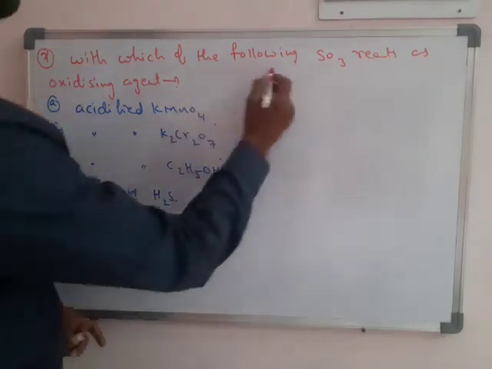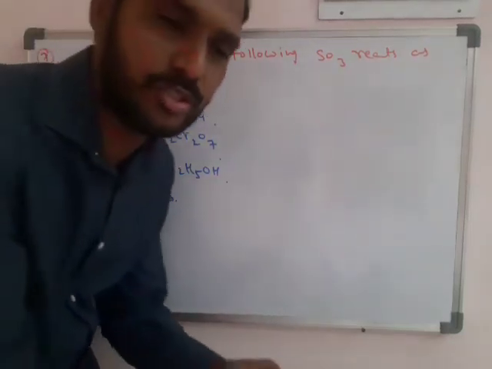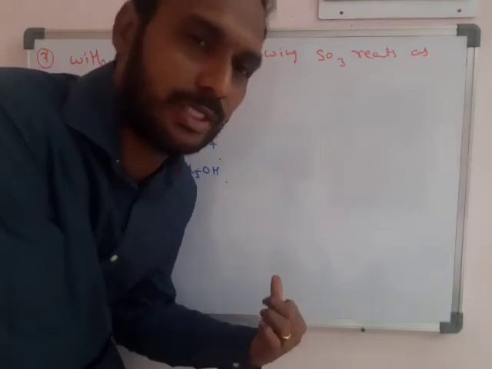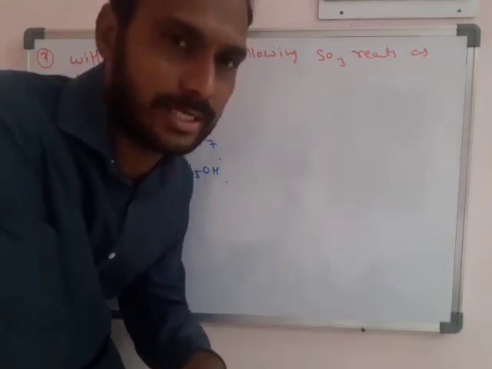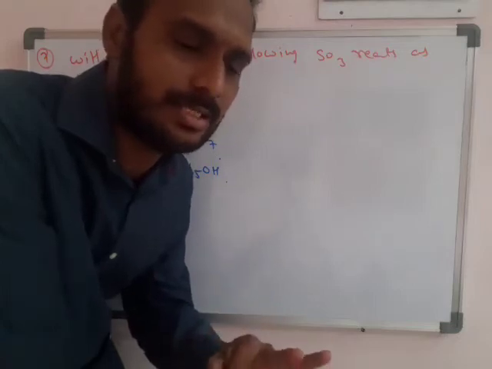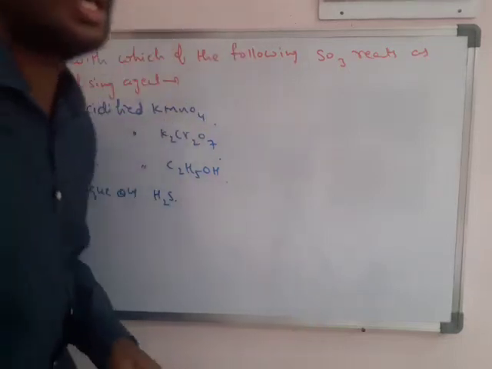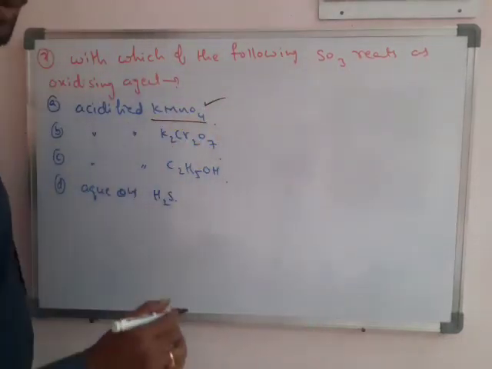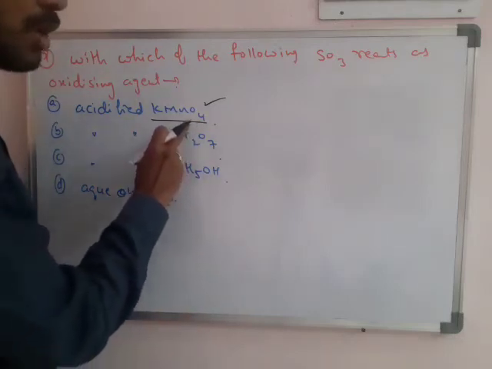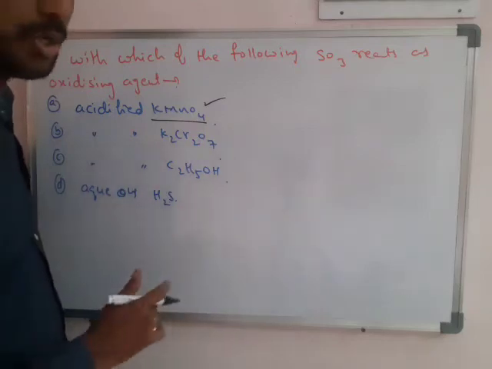So with which of the following SO2 reacts as oxidizing agent, means in which of the following compounds sulfur dioxide acts as oxidizing agent. So oxidizing agent generally reacts with the reducing agents only. Okay, so here you see the potassium permanganate. Already just now in the last problem we said it is a strong oxidizing agent. So again oxidizing agent reaction not possible.